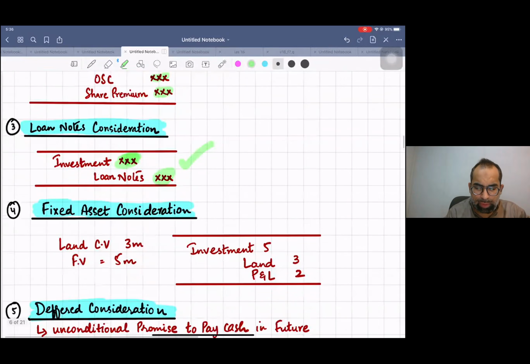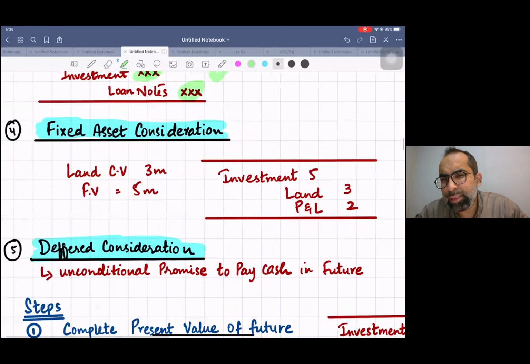Now, there is one more way of consideration. Normally it comes in SBR, but it's very easy, so I can explain it to you in 1 minute, or maybe it may come in your paper. Now, that is fixed asset consideration. What is fixed asset consideration?